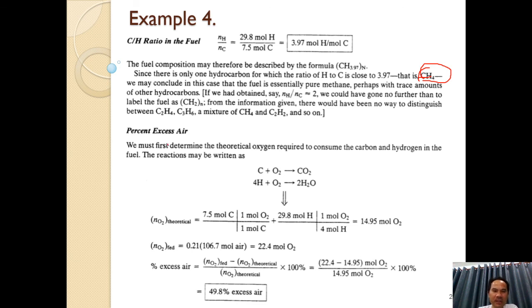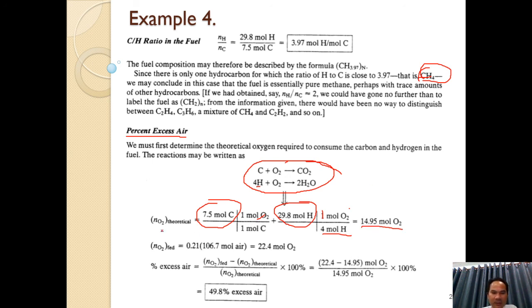And also then you calculate the percent excess air. Percent excess air from the combustion: you have to calculate it based on complete combustion. The theoretical oxygen is based on two of these reactions. 1 mole carbon needs 1 mole oxygen, and you feed 7.5 mole carbon. And 4 mole hydrogen, right? Include 1 mole oxygen, and you know the mole of hydrogen for it. The theoretical requirement is 14.95 mole oxygen.